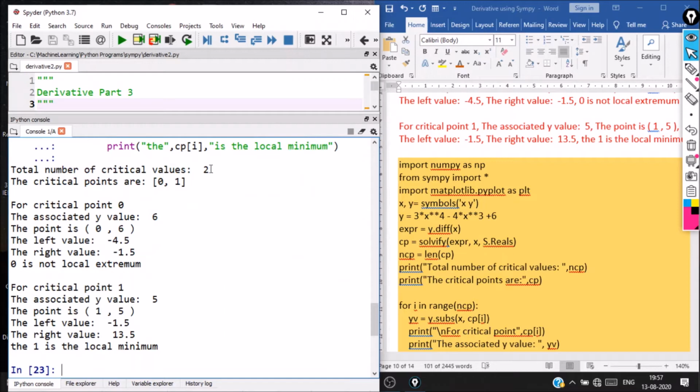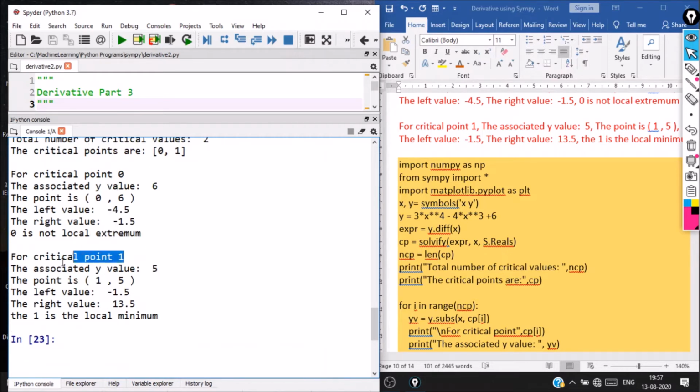Okay, so the total number of critical values is 2. The critical points are 0 and 1. If it is 0, then the associated y value is 6. The point is 0 comma 6. The left value is minus 4.5, and the right value is minus 1.5. So 0 is not a local extremum because the signs have not changed. But for the critical point 1, the associated y value is 5. The point is 1 comma 5. The left value is negative and the right value is positive.